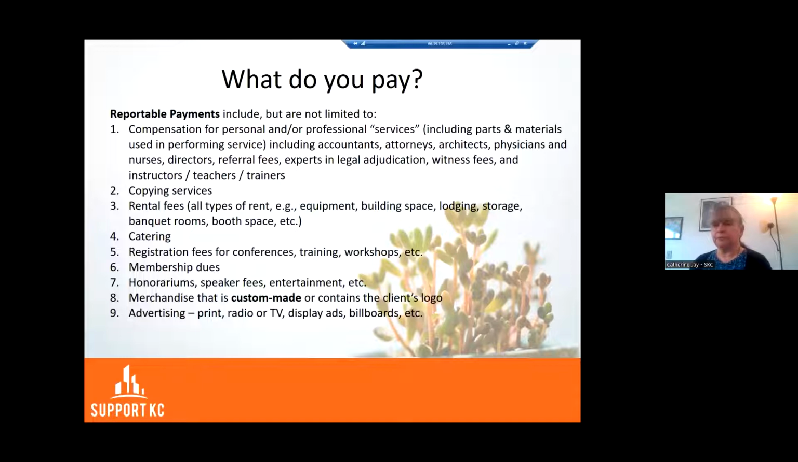If you are providing honorariums or speaker fees or paying for entertainment at your gala, all of those amounts are reportable. If you're buying merchandise that's custom made or has your logo on it, then those are reportable payments, as well as advertising, whether it's in a magazine or a brochure or on the radio or TV. Even display ads and billboards are considered reportable payments.